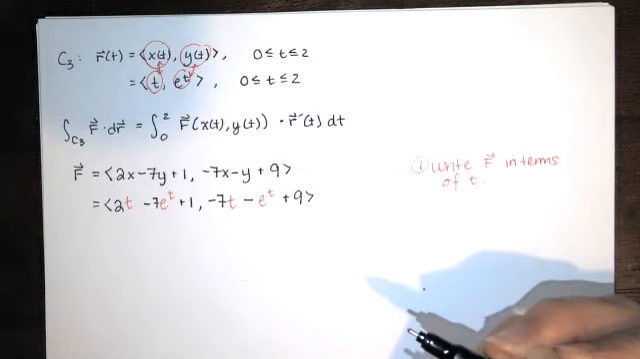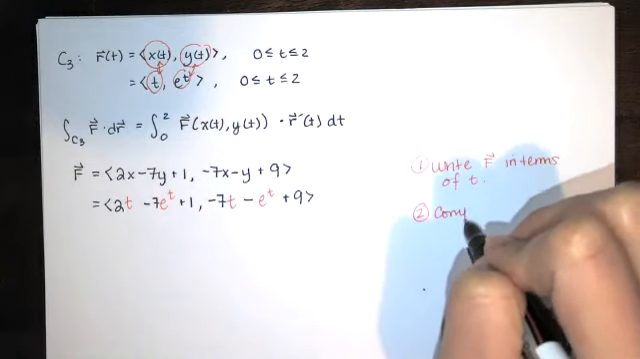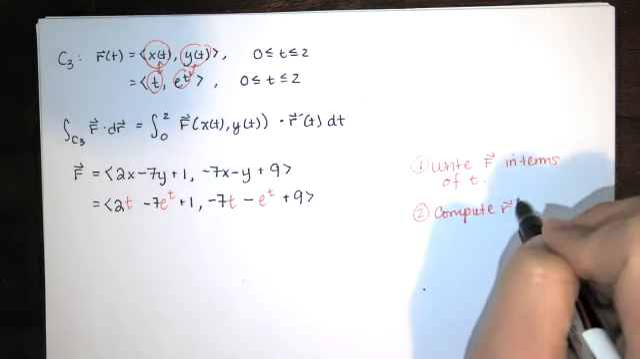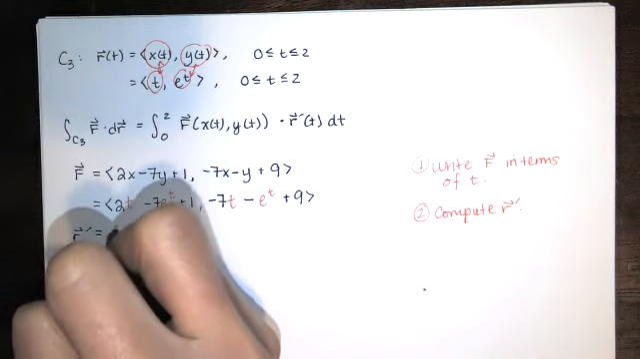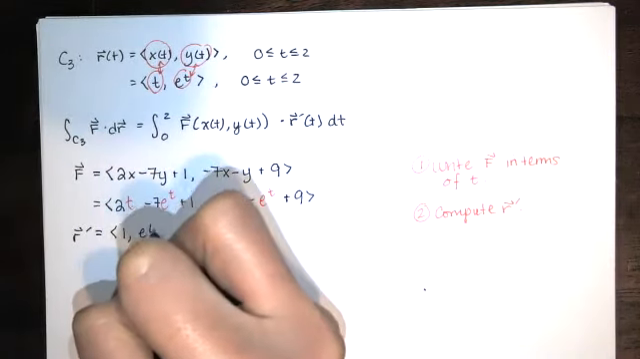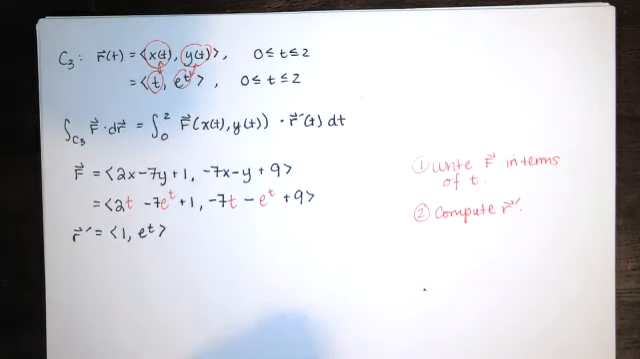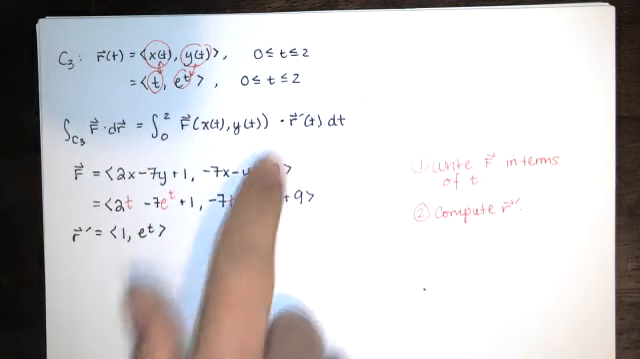And then after we find our field F, we want to compute r prime. And since the derivative of e to the t is so easy, r prime is easy to find. The derivative of t is 1. Derivative of e to the t is e to the t. And then, just like this says, we want to take our field and we want to dot it with r prime.